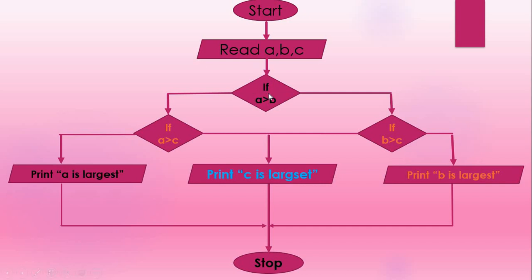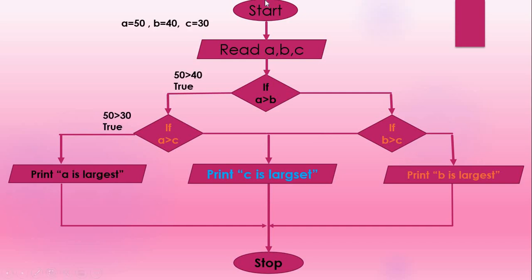If this condition becomes false, that means B is larger. In this case, it checks if B greater than C. If the condition is true, it prints B is largest. If this condition becomes false, it prints C is largest. So let us understand this with some examples.